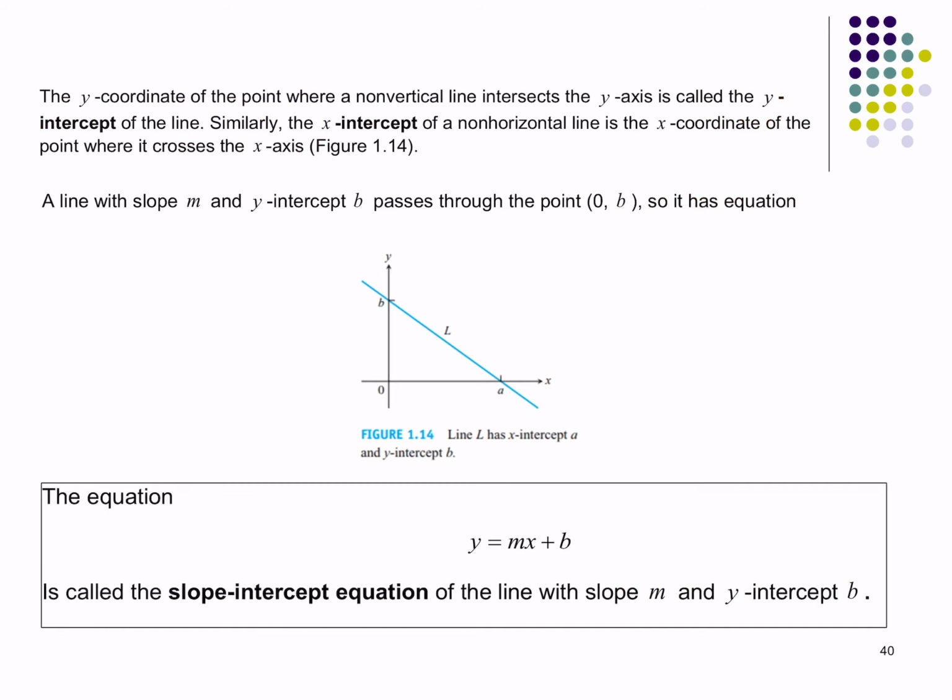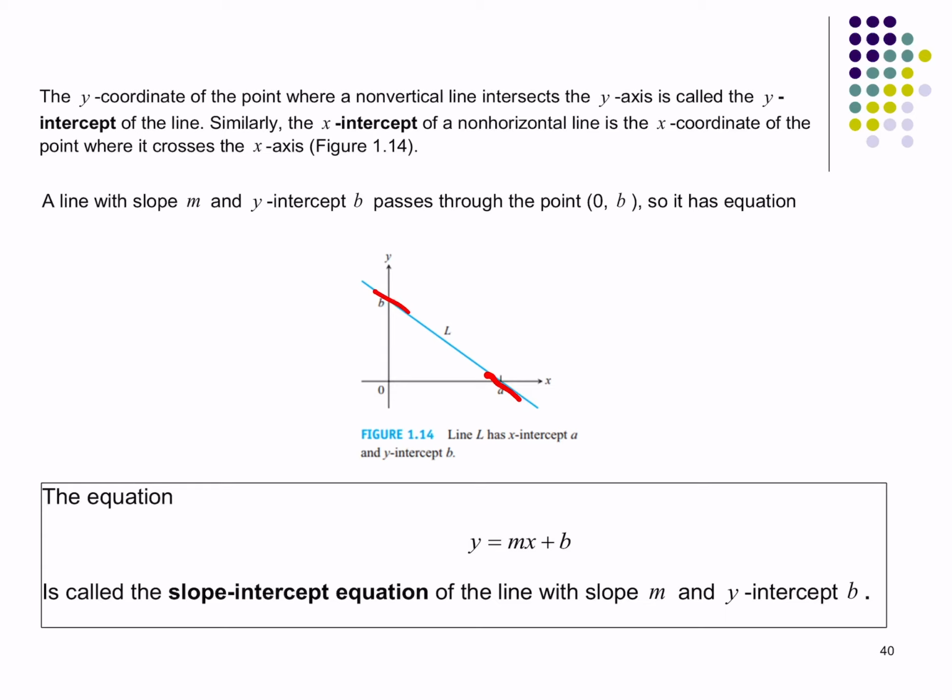Right, and next, after you find the slope, you should be able to know the intercept. What does intercept mean? For example, here in this figure, you have the point A and the point B. The x-intercept of a non-horizontal line is the x-coordinate of the point where it crosses the x-axis. Intercept basically means the point where the line crosses that axis. For this case, it's A, and along the y-axis it's B. So you have both the x-intercept A and the y-intercept B.